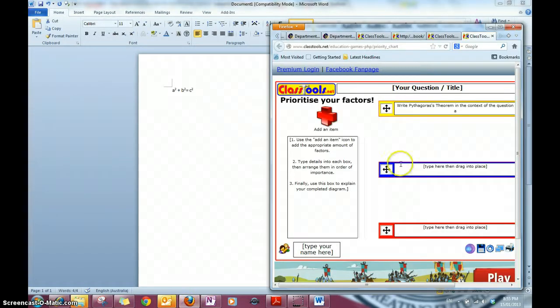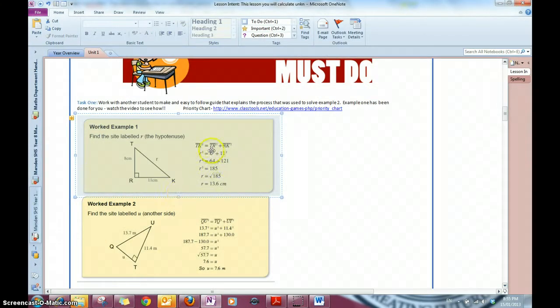Now I'll pop back into my product. I wonder if it'll let me paste that in. No, I don't want it like that because that big 2 doesn't mean the same as squared, so I'm going to get rid of that. I'm just going to write Pythagoras' theorem in the context of the question, which means I don't want it in this form. I want to put it in the context of what the question is telling me. The question is telling me that a squared is TR squared. It's telling me that b squared is RK squared. And it's telling me that c squared is TK squared. So I want to write it as it applies to this question.